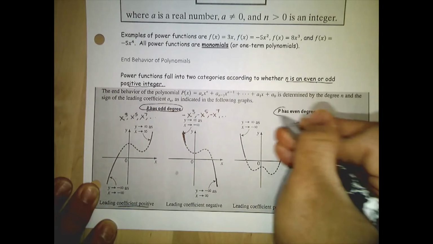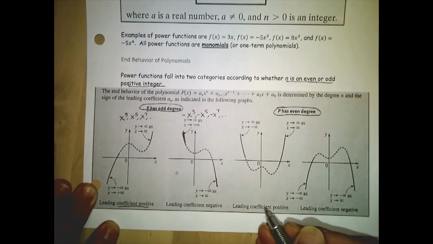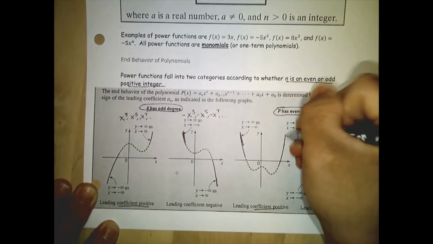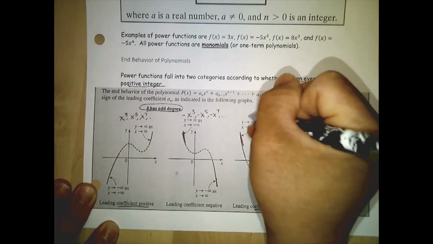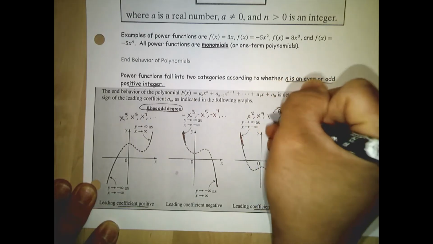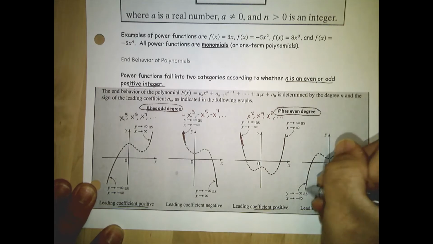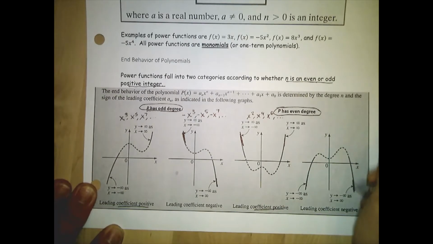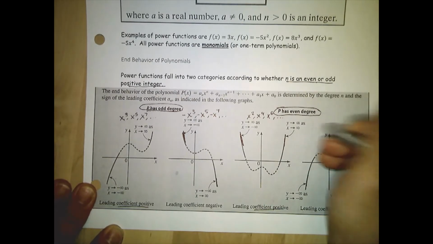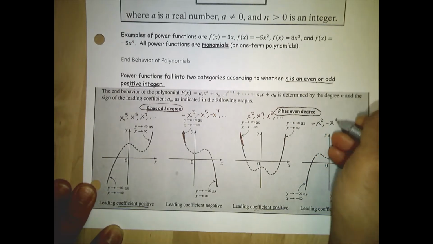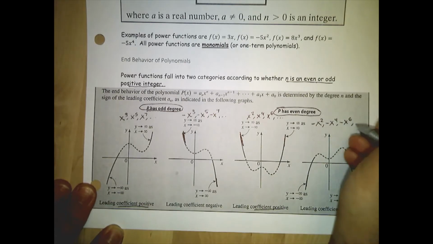If p has an even degree and the leading coefficient is positive, this is what the end behavior will look like, something like x squared, x to the fourth, x to the sixth, etc. And if the leading coefficient is negative, this is what the end behavior will look like, something like negative x squared, negative x to the fourth, negative x to the sixth, etc.